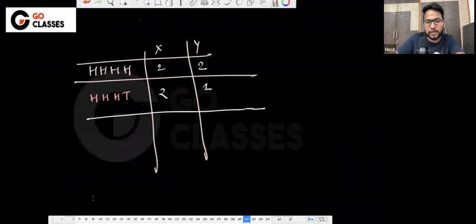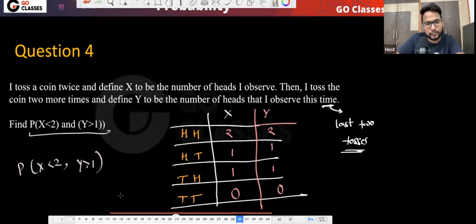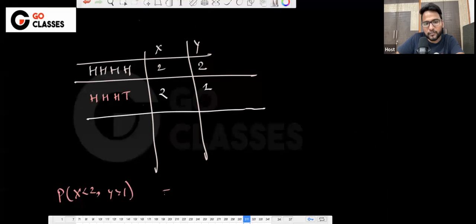Now they are asking what is the probability that x is less than 2 and y is greater than 1. Cool. So x less than 2 means what are the instances? Okay, first tell me, can I just factor it something like this: probability of x less than 2 into probability of y greater than 1?